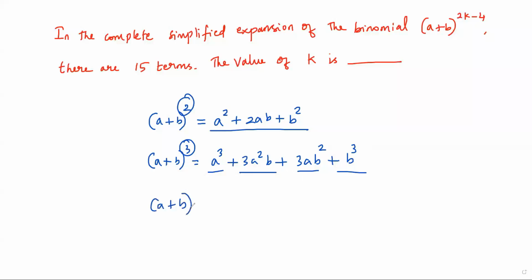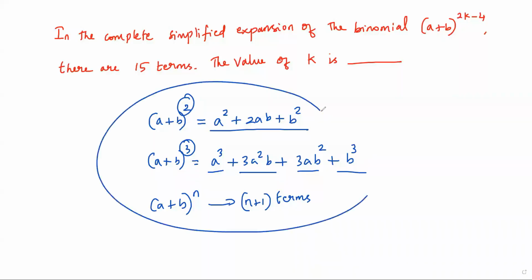So from this, it's clear that for (a + b)^n, if a binomial is having exponent n, then it will contain n + 1 terms. So this is a fact we have to understand from this. Okay, now we can apply the same logic in our problem.